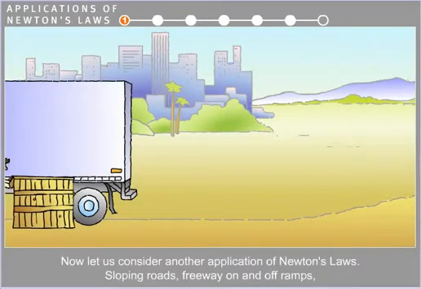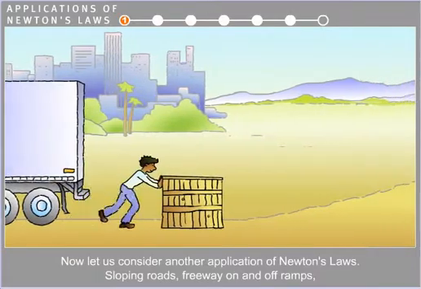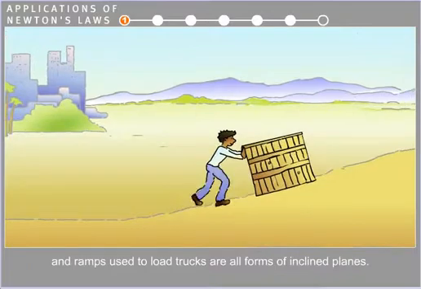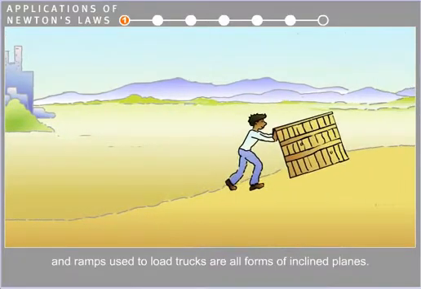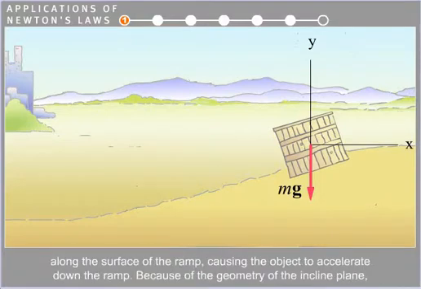Now let us consider another application of Newton's laws. Sloping roads, freeway on and off ramps, and ramps used to load trucks are all forms of inclined planes. An object resting on an inclined plane is subject to the gravity force. However, unlike a flat ground, the force of gravity has a component along the surface of the ramp, causing the object to accelerate down the ramp.